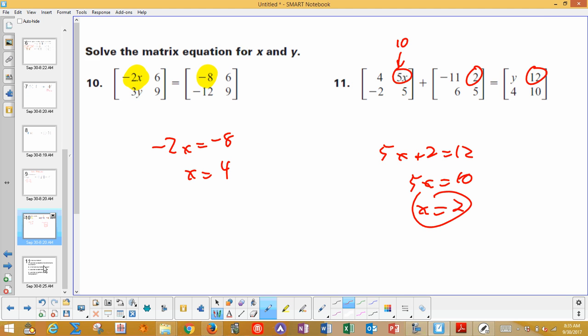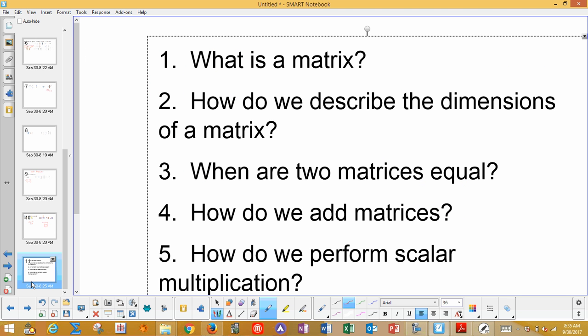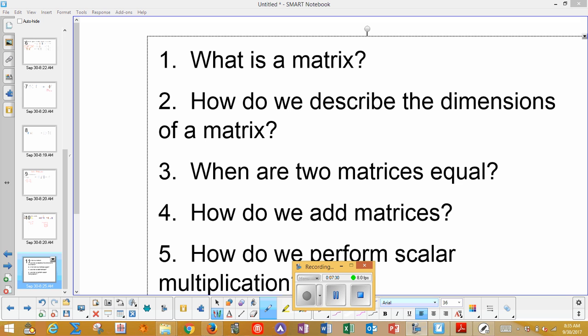So here's the things you should be able to do. You know what a matrix is. You know how to describe the dimensions of a matrix. You know how to determine when two matrices are equal. You know how to add matrices, and you know how to perform scalar multiplication. And we're going to build on that. I know at this point this seems kind of silly, but that's how we'll go. And we're going to use this for different things, so we'll see usefulness of it as we go along.